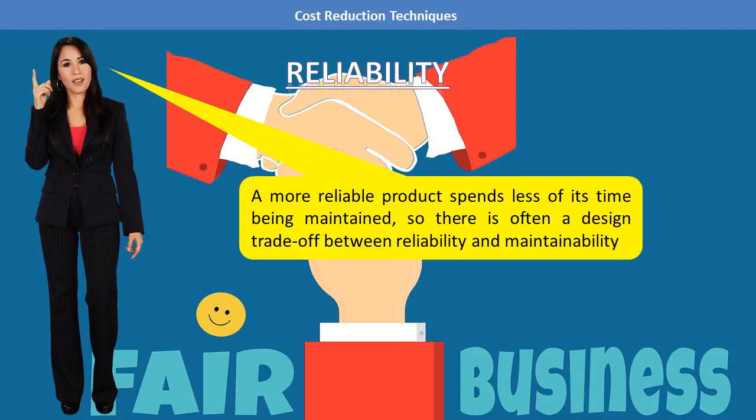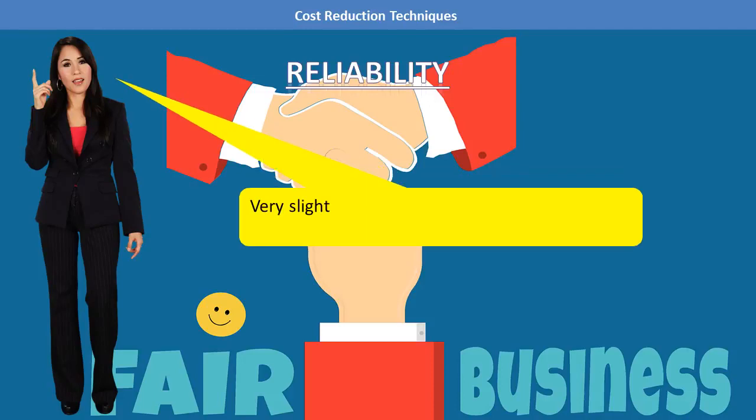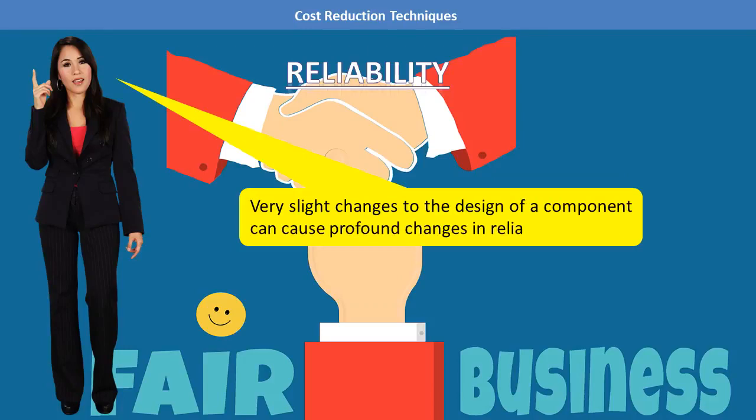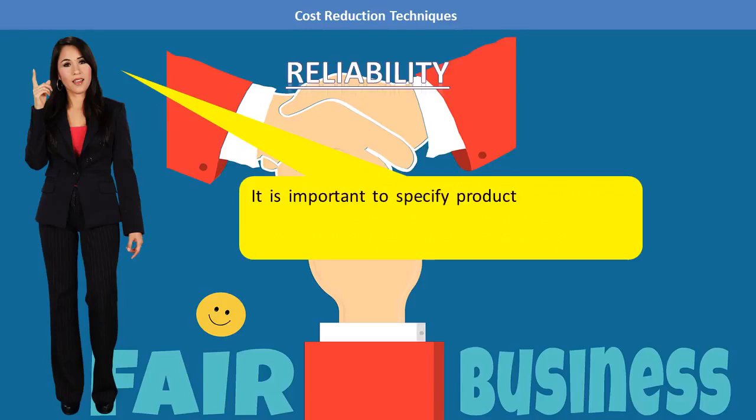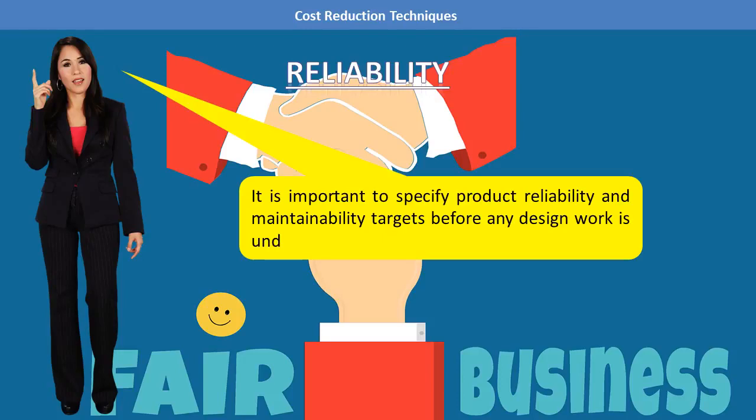Reliability is extremely design sensitive. Very slight changes to the design of a component can cause profound changes in reliability. Hence, it is important to specify product reliability and maintainability targets before any design work is undertaken. This in turn requires early knowledge of the anticipated service life of the product, and the degree to which parts of the product are to be made replaceable.